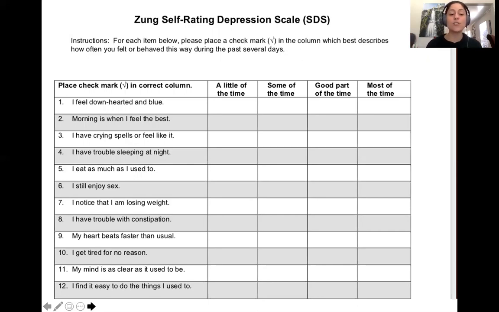And so you'll see like question 2, "morning is when I feel best," most of the time is a good answer, which is going to have a lower score, versus for number 1, "I feel downhearted and blue." If they select most of the time, that's a more severe answer, and it's going to have a higher score. And so you have to pay attention to that and use the interpretation sheet so that you score them correctly, and then you would sum them up.